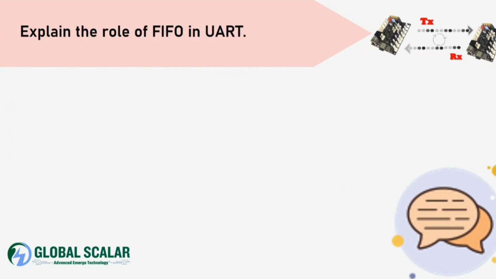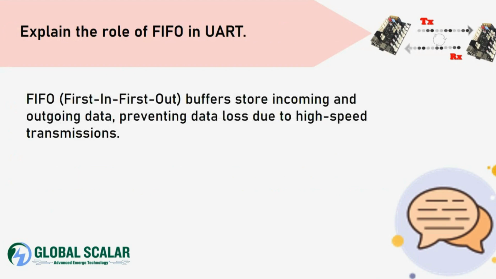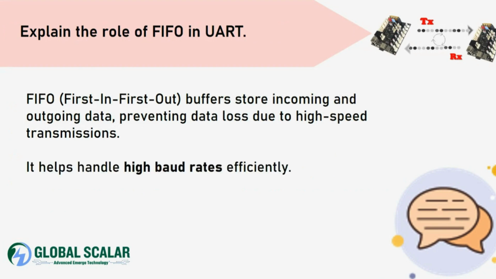Explain the role of FIFO in UART. First in, first out. It refers to a buffer that stores incoming and outgoing data and prevents data loss due to high-speed transmission. It helps handle the baud rate efficiently.